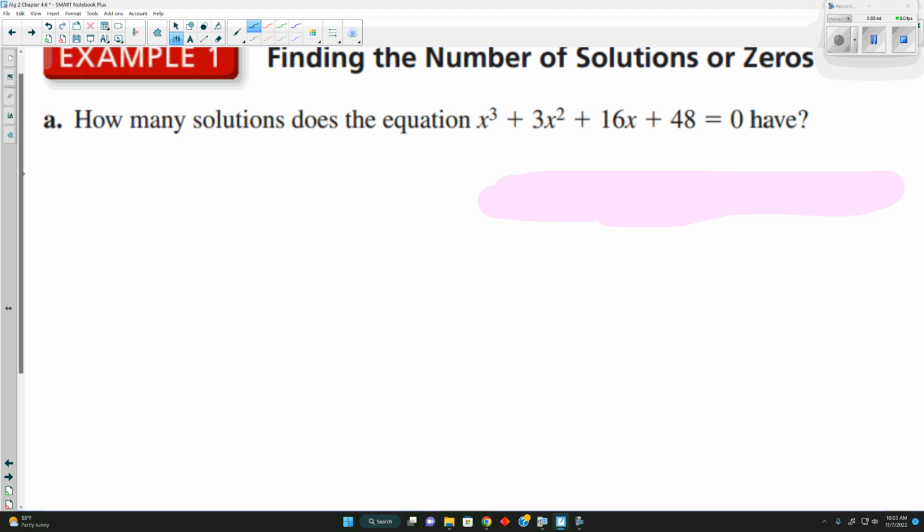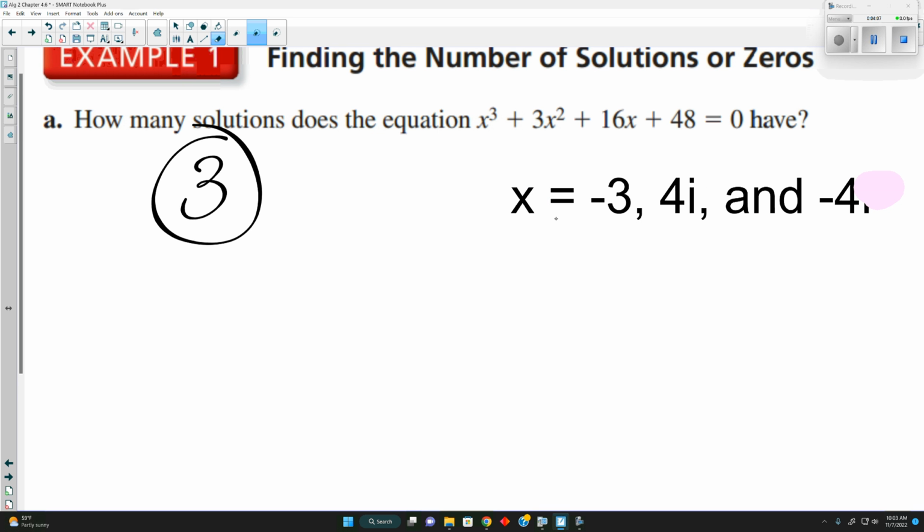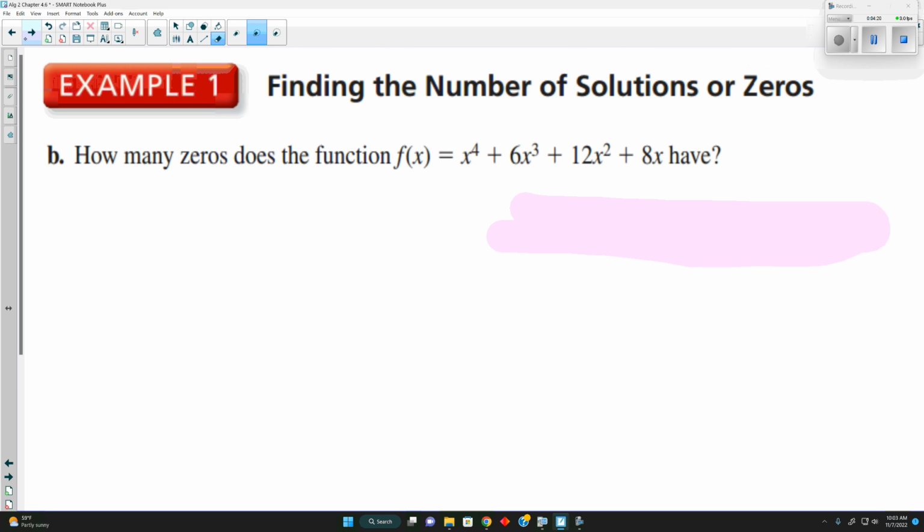So, how many solutions does this equation have? It does have 3 solutions because the degree for this polynomial function is 3. Now it works out that the solutions for this are -3, 4i, and -4i. Those would be the 3 solutions. Let's look at the next one.